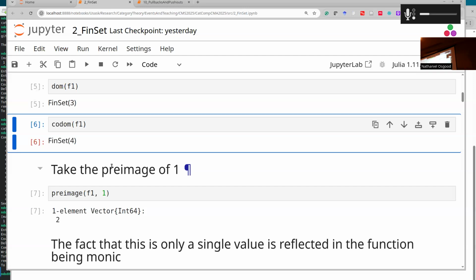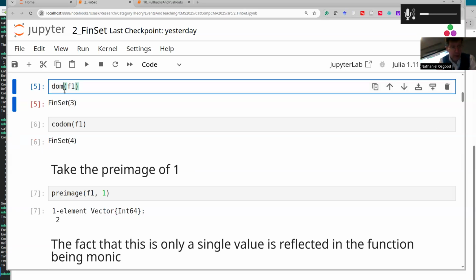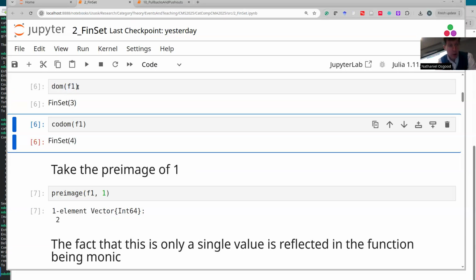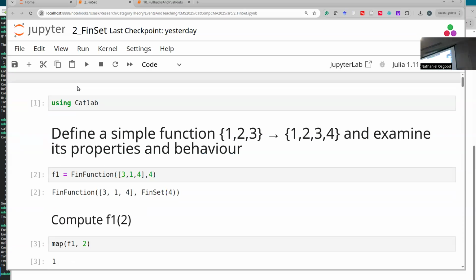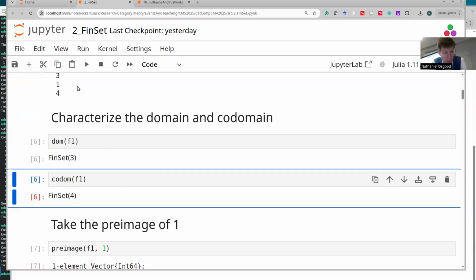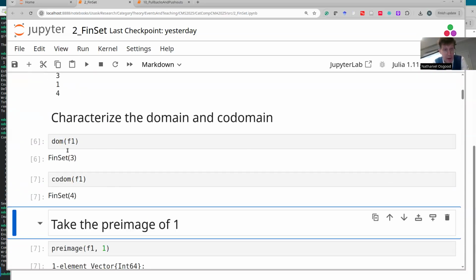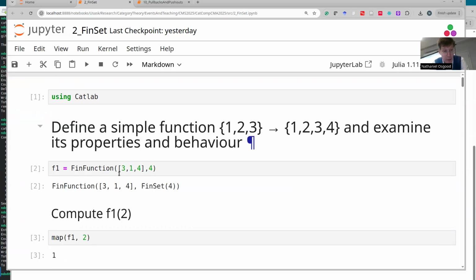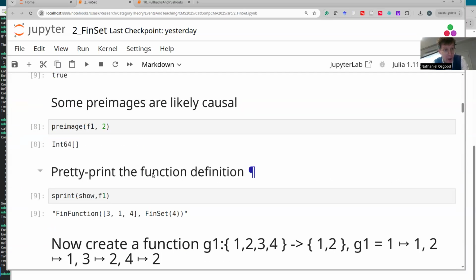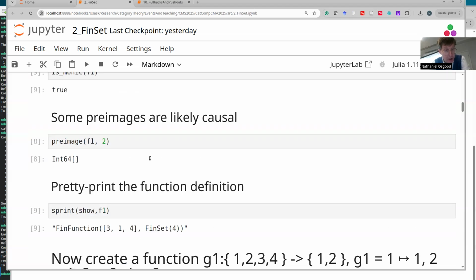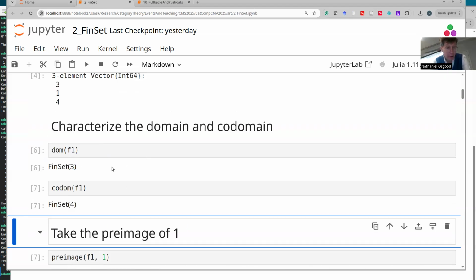So next we could ask for the domain of this. In other words, what's the source of this function? If this is the function, what's the source of it? And we can ask, what's its codomain, or what's its target? We see the source is FinSet 3. That's this guy here, 1, 2, 3. And the target is FinSet 4. So it understands this as a higher level structure.